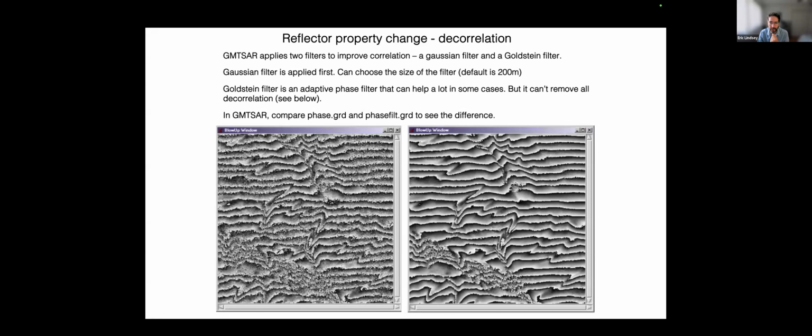So we typically try to apply some sort of filtering process to fight that decorrelation. This might be what the image looks like before filtering, and then after filtering, it gets cleaned up a lot. A common filter that we use is called the Goldstein filter, but there are other filter options as well. There will be more discussion about that. When you process your own data, you'll get to take a look at the phase and phase filter, and you can see the difference between those two.